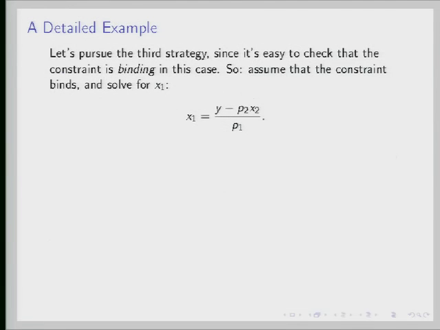So let me talk through it a little bit. What I've done here is I said that x1 has to be equal to your total income minus your total expenditures on the other good, divided by the price of the first good. That's all this says. Okay, and so if the budget constraint is satisfied with equality, this has to hold.